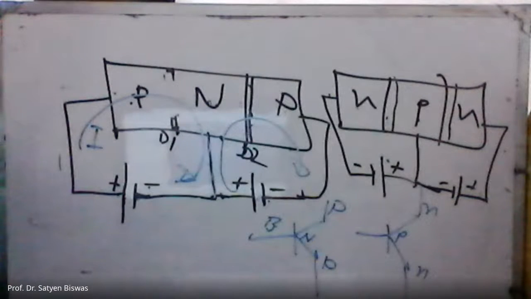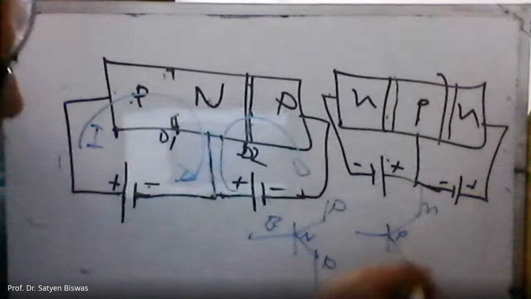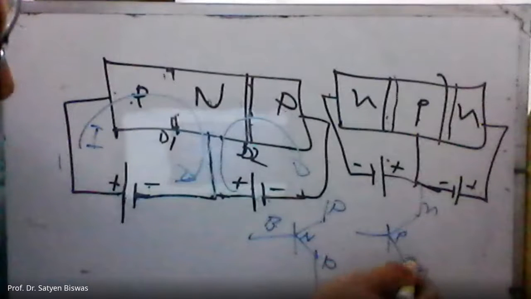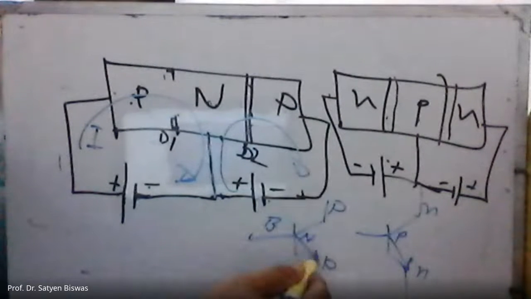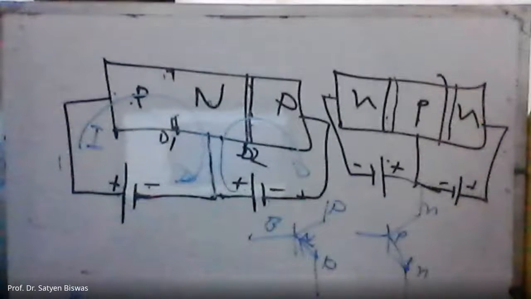And the direction is here. The current always goes from P to N, so the arrow goes in that direction. So this is the direction, and that is the symbol.